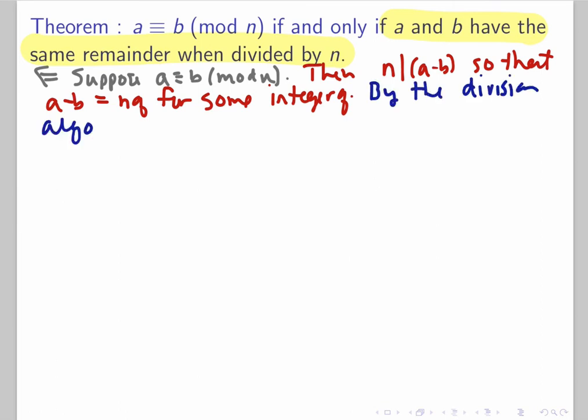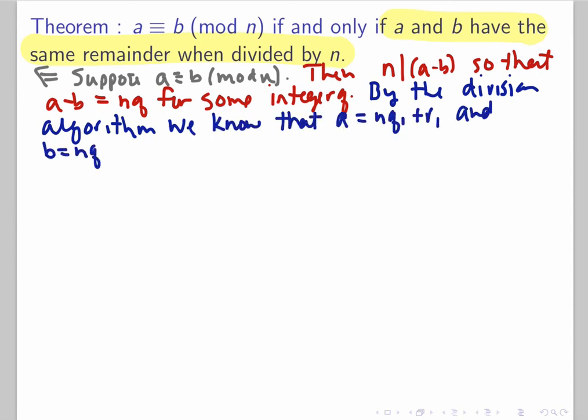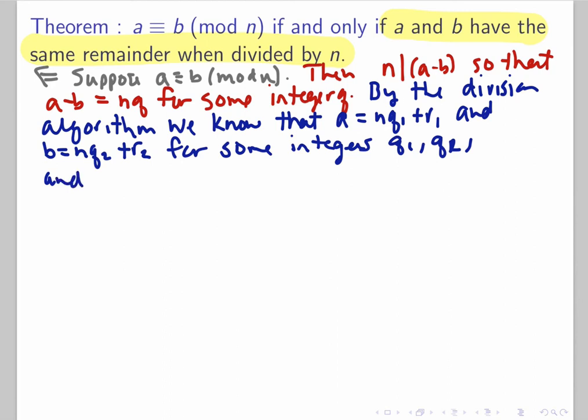So by the division algorithm, we know that A is equal to nq1 plus r1, and B is equal to nq2 plus r2 for some integers q1 and q2 and r's that are non-negative and less than n. So we just applied the division algorithm to both A and B. And remember, we had to use different remainders right now because we're trying to show that they're the same. So we can't assume that they're the same. So I had to use an r1 and an r2 this time.